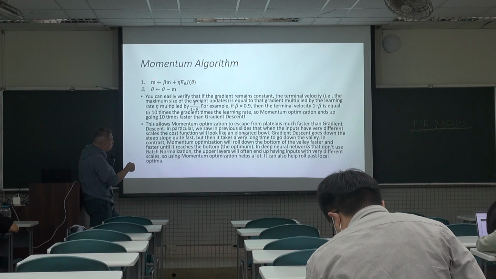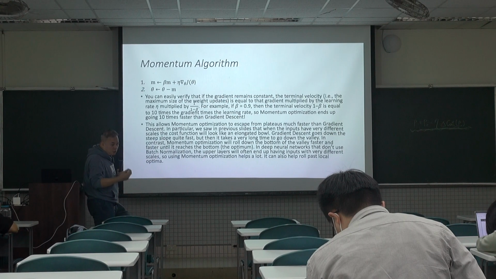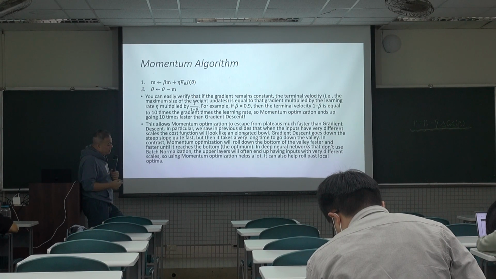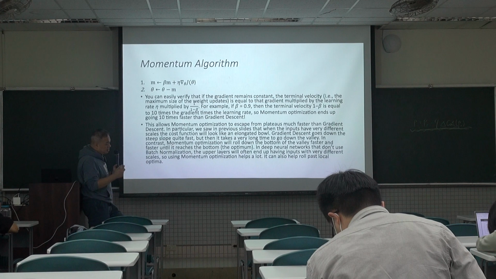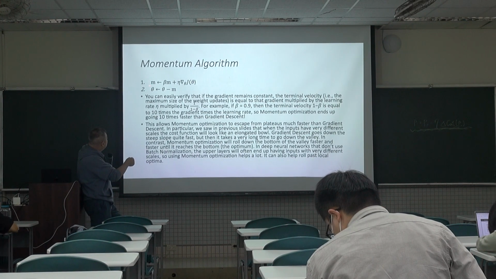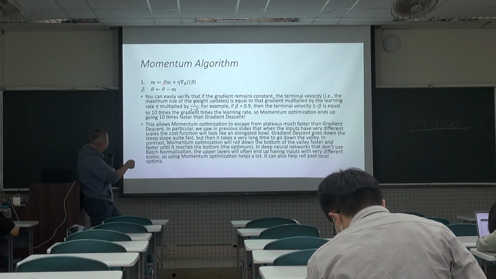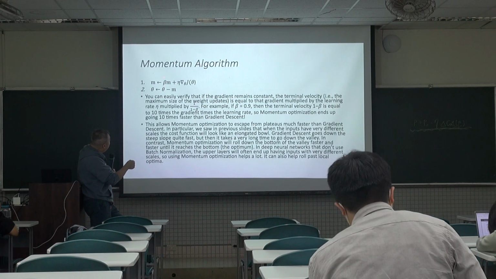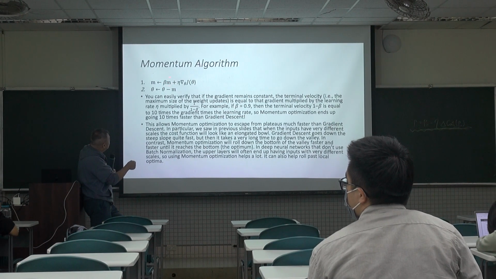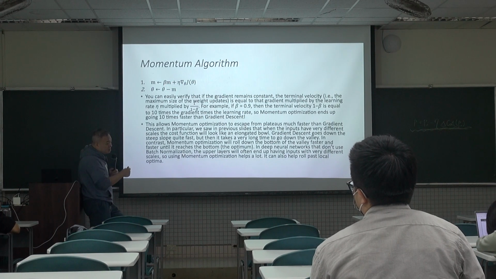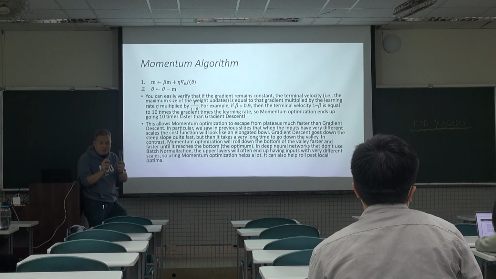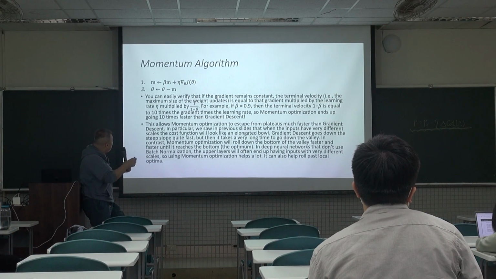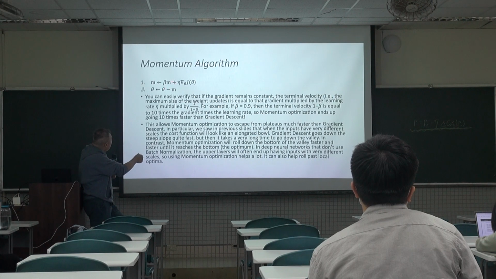This m is what we call the momentum vector. Remember, I told you that we are going to accumulate the speed by this m, the momentum vector. So it's going to be assigned to be beta m. You are going to discount the previous momentum vector by the friction hyperparameter, plus eta times the gradient.